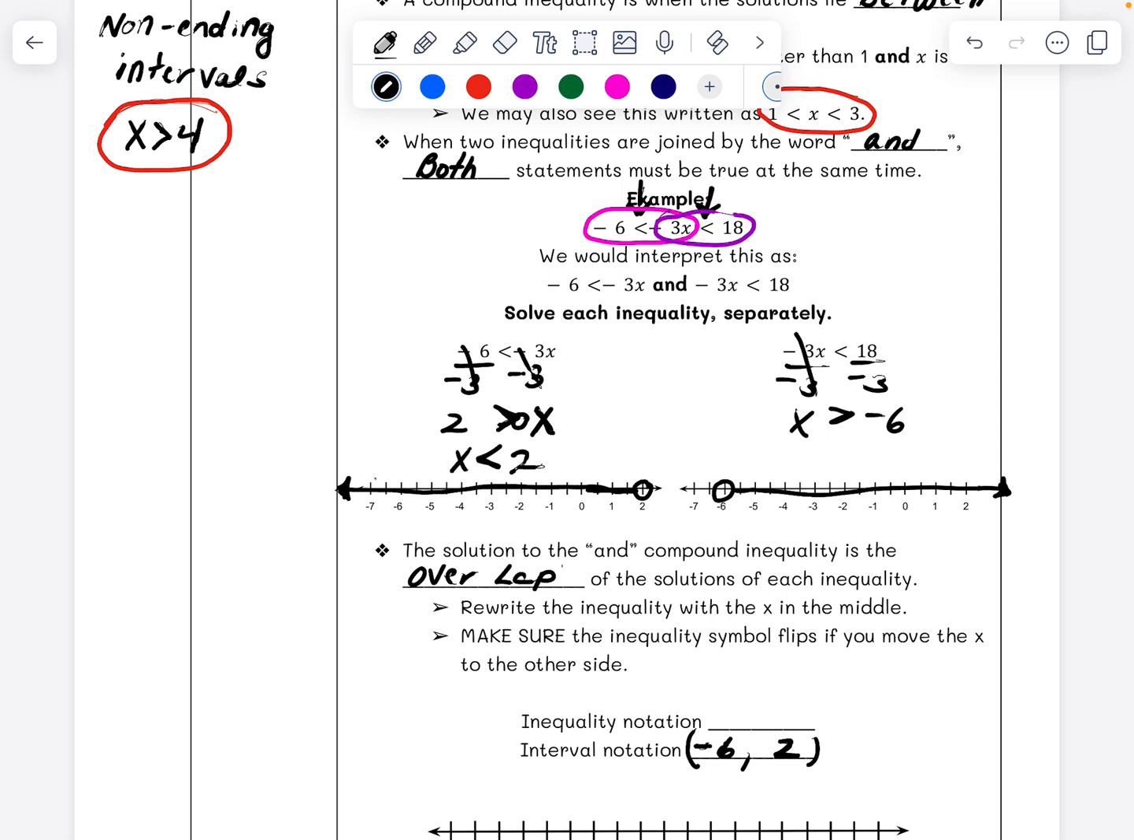Okay? So let's now write the inequality. I'm going to remember, you're going to put x in the middle, okay? -6 is going to be here. 2 is going to be here. Now, make sure that you have your signs in the right direction, because the alligator is eating the x here. It needs to eat the x here, okay? Inequality symbol is eating the x. Make sure it's still eating the x here. X is greater than -6. And then x is less than 2.